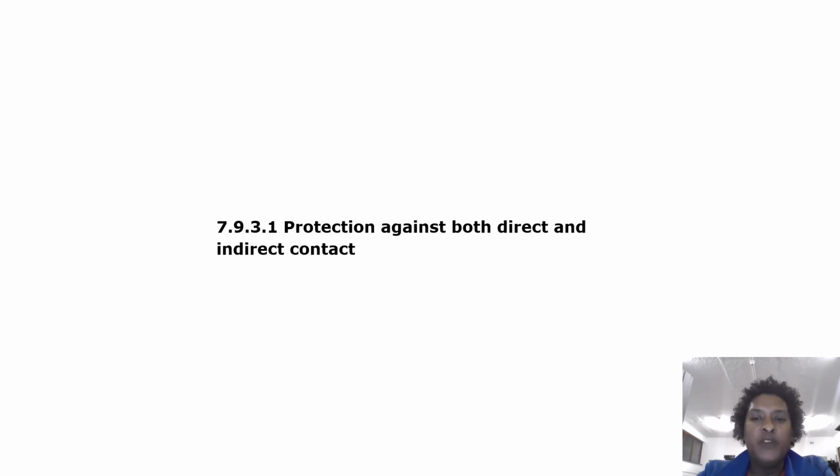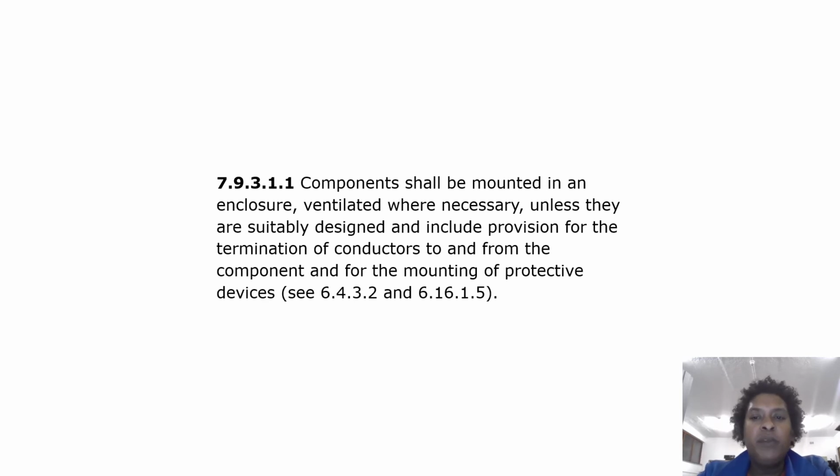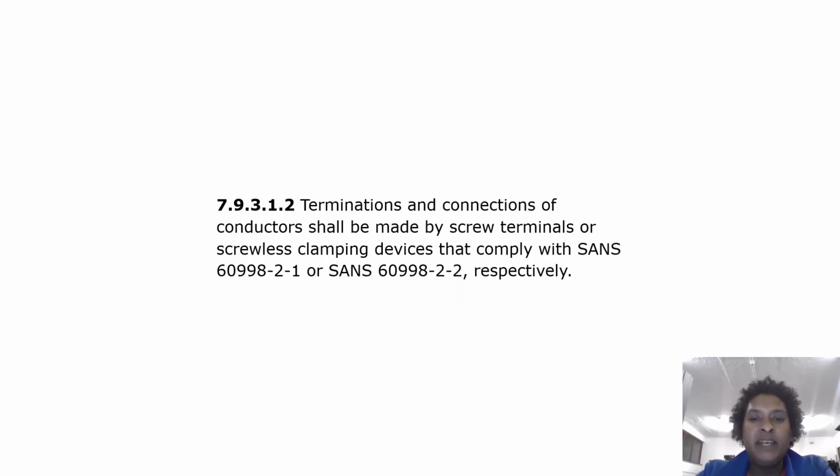Protection. Protection against both direct and indirect contact. Components shall be mounted in an enclosure, ventilated where necessary unless they are suitably designed, and include provision for the termination of conductors to and from the components and for the mounting of protective devices. Terminations and connections of conductors shall be made by screw terminals or screwless clamping devices that comply with SANS 60998-2-1 or SANS 60998-2-2 respectively.